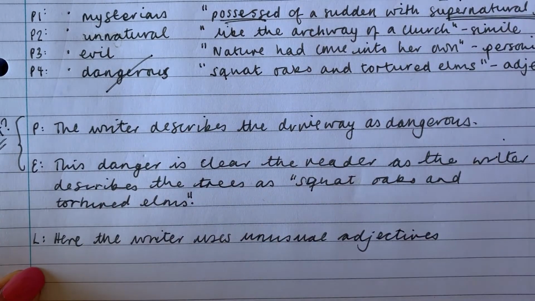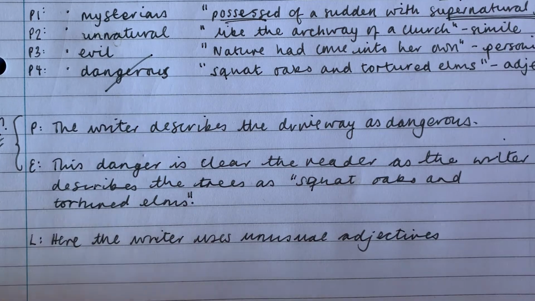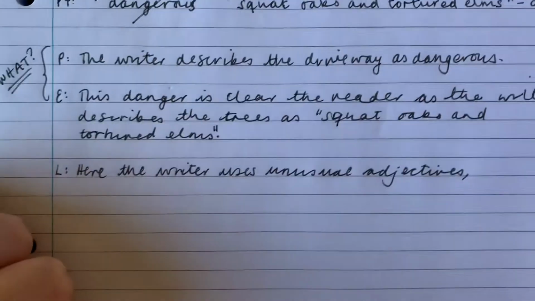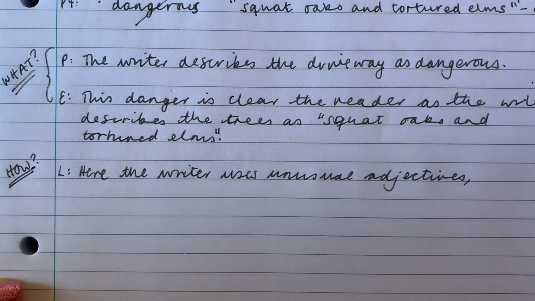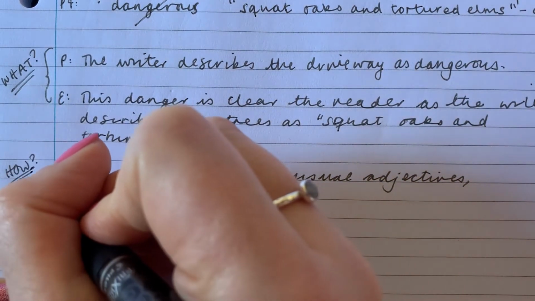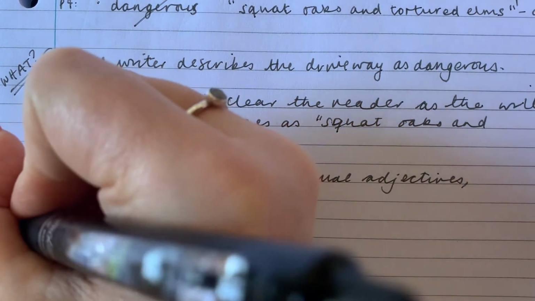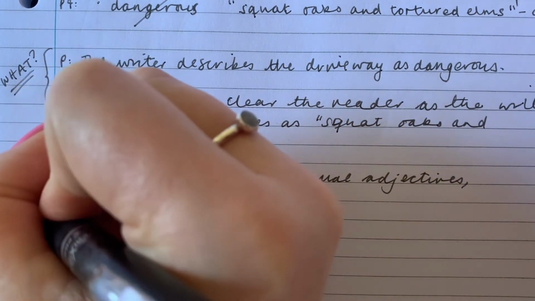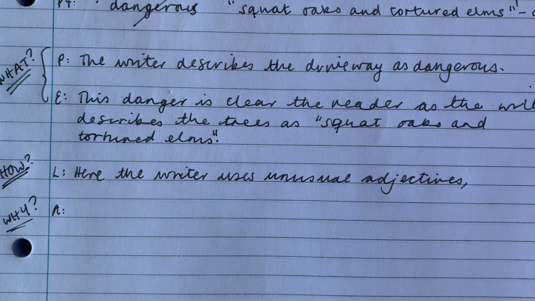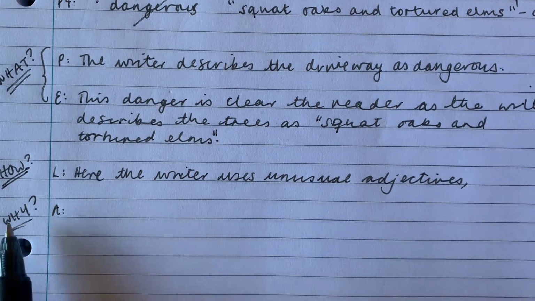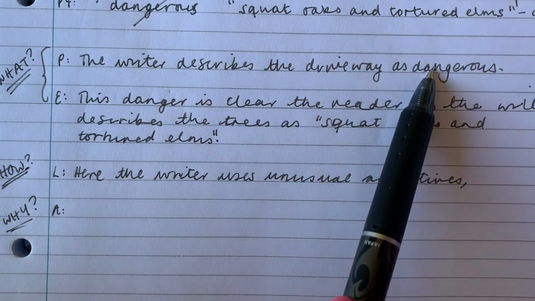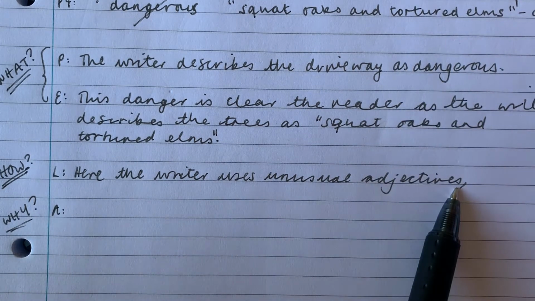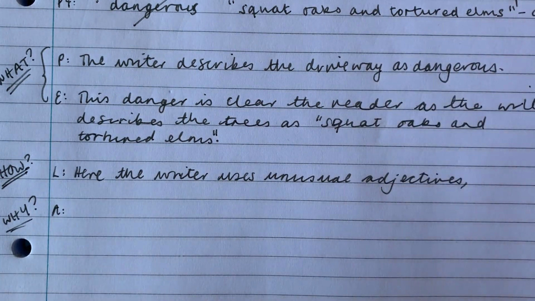And that's my language device bit done. Now, it doesn't necessarily mean I need to have an end of a sentence here, but obviously I'm going to drop down because that's my how. And now we need to do our why, our analysis of effect on the reader. Why has the author chosen to use that specific technique and how does it show? So why does, not how, sorry, we were doing the how. Why does it show that the driveway is dangerous? How do those unusual adjectives show that the driveway is dangerous?